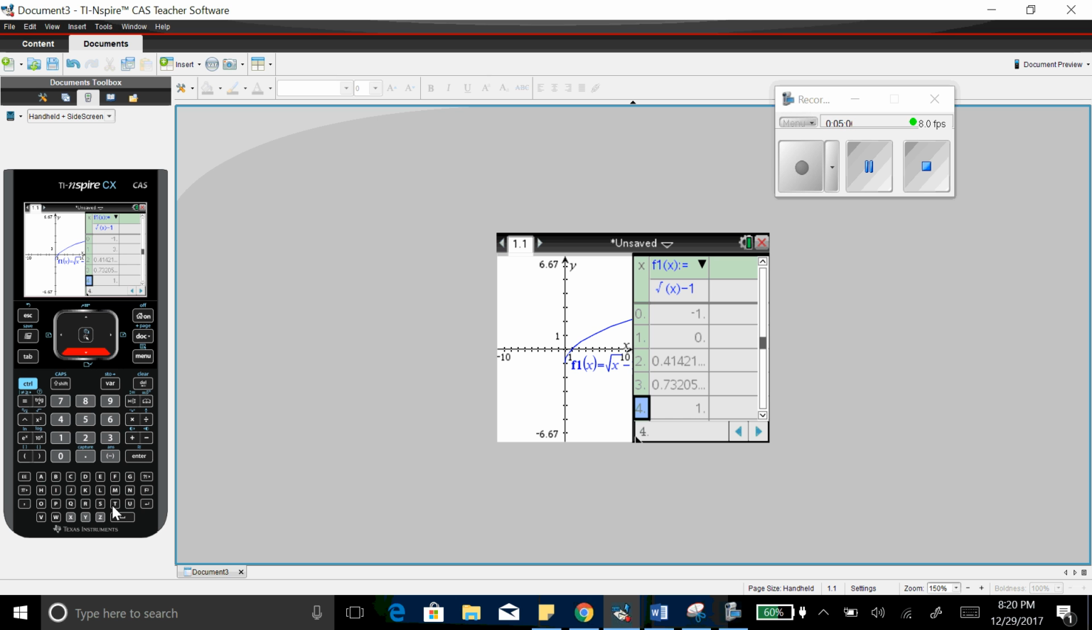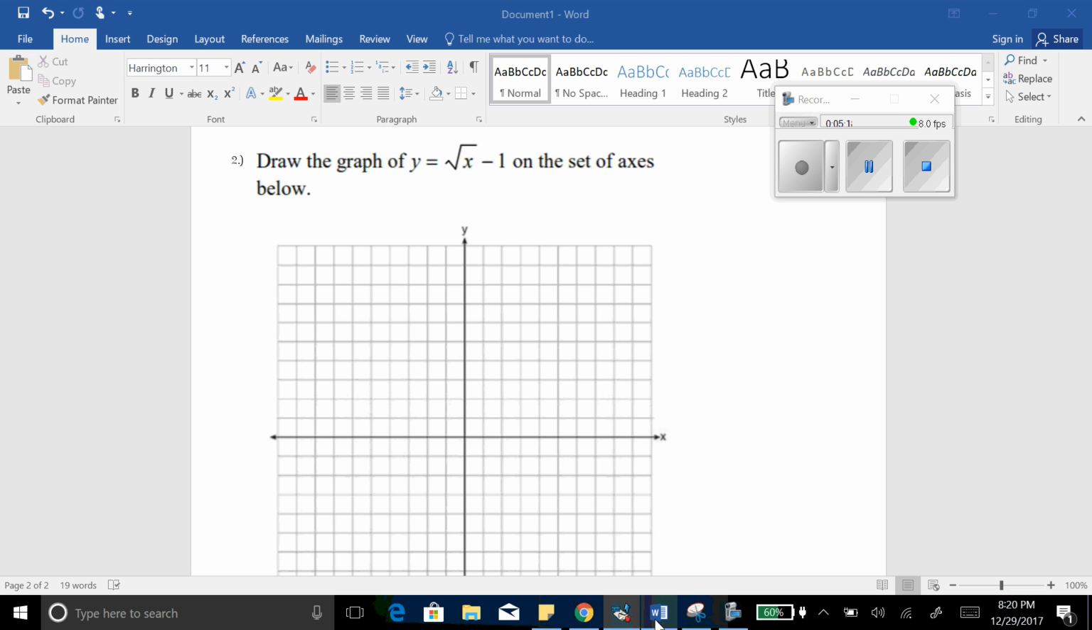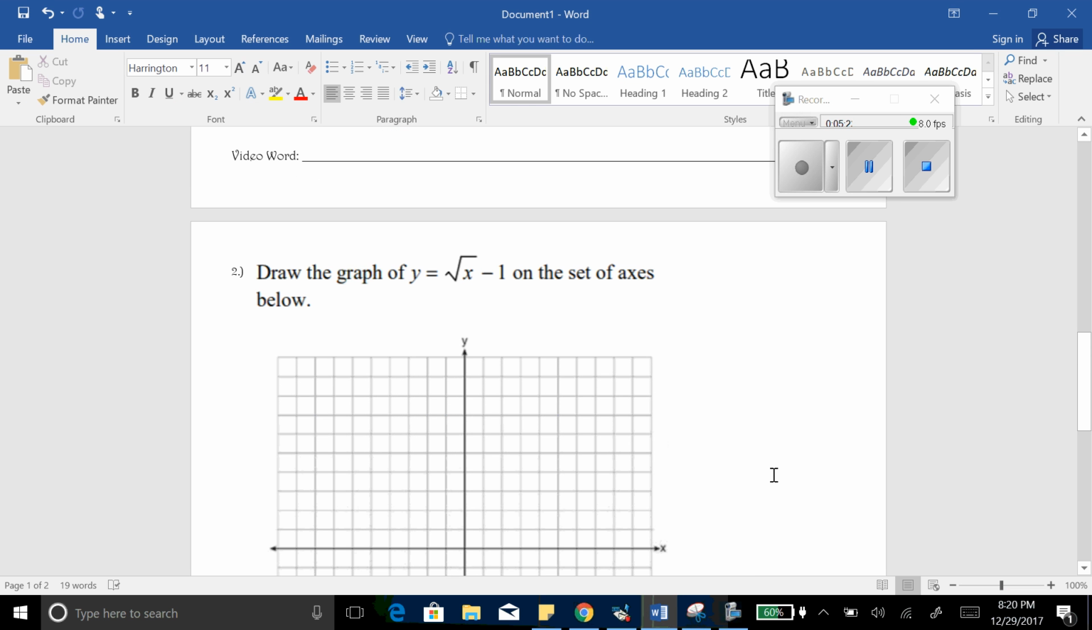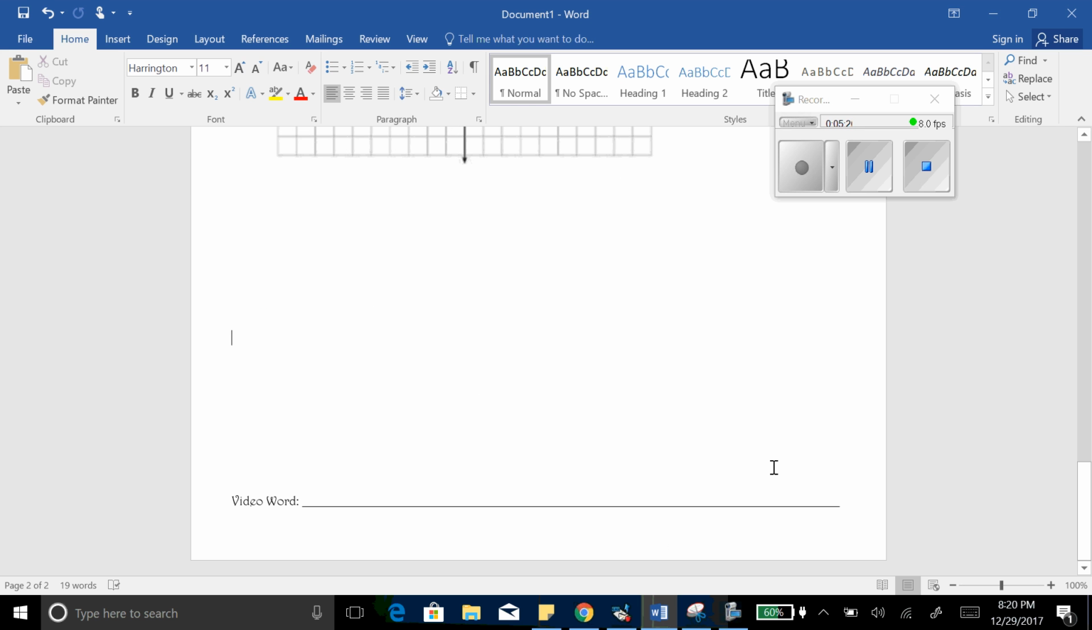So I would graph (0, -1), (1, 0), (4, 1), (9, 2). That's probably the last one you'll be able to graph. Just like a line, put your equation on your line, put your x and y table next to your problem. So I'm going to let you go at this point to draw the graph of y equals the square root of x minus 1 below, and your video word for this problem is yellow.